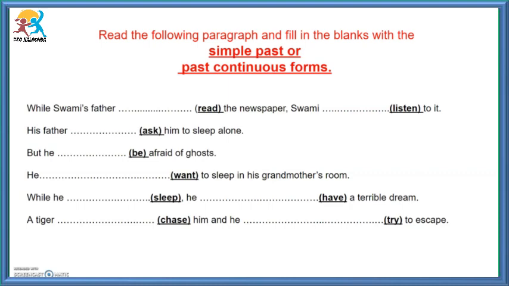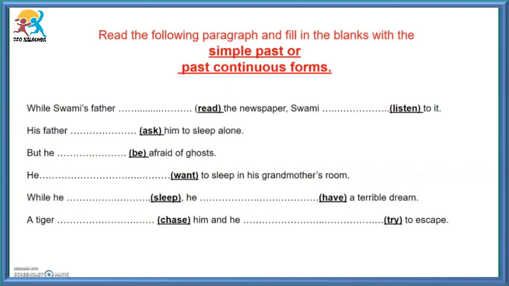Next, his father asked him to sleep alone, but he was afraid of ghosts. Be form means you can give is, are, was, were, but here we are talking about a simple past, so we need to take was as he is the singular subject. Next, he used to sleep in his grandmother's room. So here it's a habitual action. So he wanted to sleep in his grandmother's room.